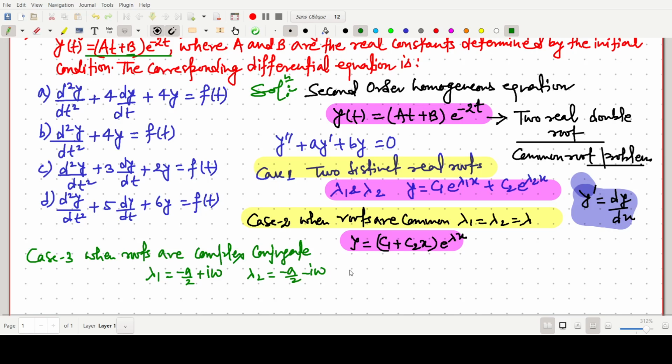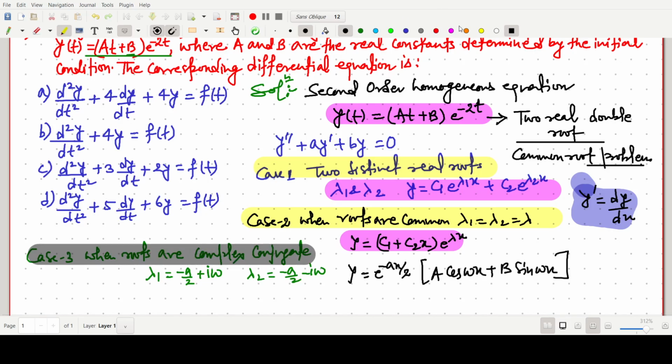Then the corresponding solution will be y equals e^(-x a/2) times (A cos omega x plus B sin omega x). For more detail, you can also follow the engineering mathematics book by Erwin Kreyszig, one of the very famous books. So for complex conjugate roots, this is the solution. So these are the three important facts.